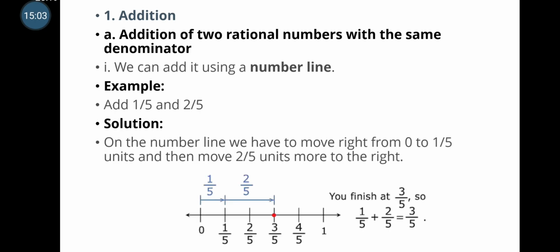Suppose this is the number line. We have to add 1 by 5 and 2 by 5. So you will add like this. First 1 by 5, then 2 by 5. So you will get 3 by 5 as the answer.